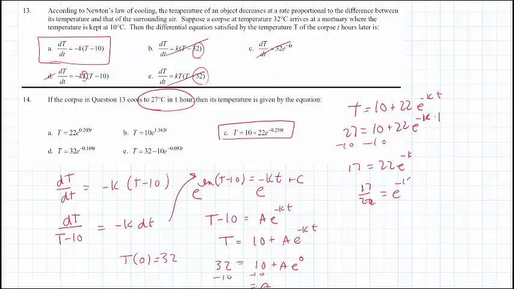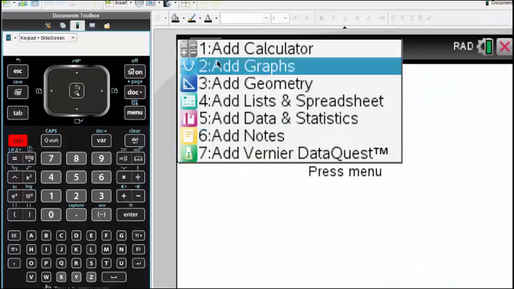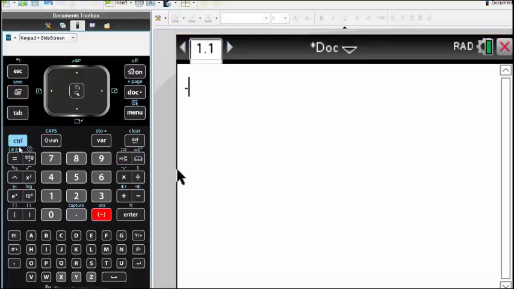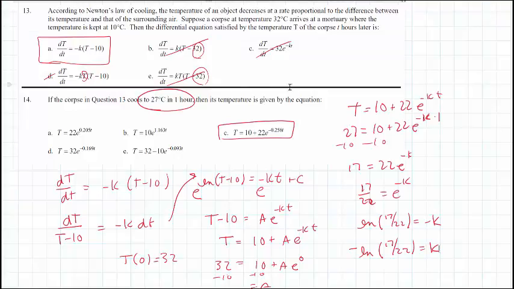We'll take the natural log of both sides. Natural log of 17/22 is equal to negative k. So it's equal to negative natural log of 17 over 22 is equal to k. And if we put that into the calculator, negative natural log of 17 divided by 22, we'll see that we get the negative 0.257, which is referred to in their answer. So there we go. Answer is C.